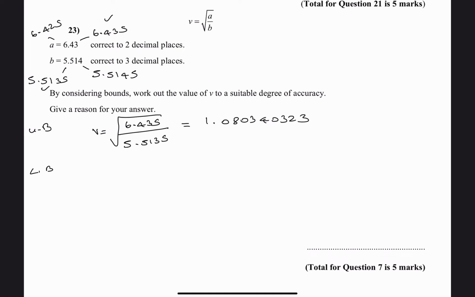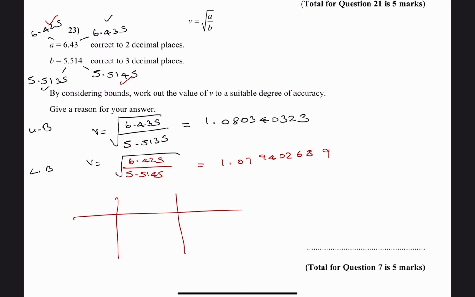You want the lower bound of V. So what is the lower bound? Remember, lower bound divide upper bound. 6.425 divided by 5.5145. That gives you 1.07940269. You check using your table, upper bound, lower bound, one significant figure.